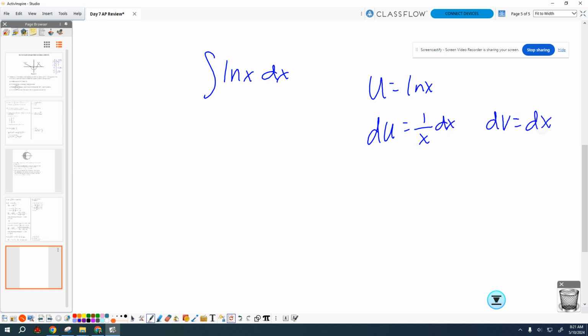And why you don't recognize it is the DV is empty. So UV minus the integral of V dU, 1 over x times x is just 1. So that one, if it's log or inverse trig, tabular probably doesn't work so well. But if it's polynomial stuff, that's tabular. Aha, wrinkles.